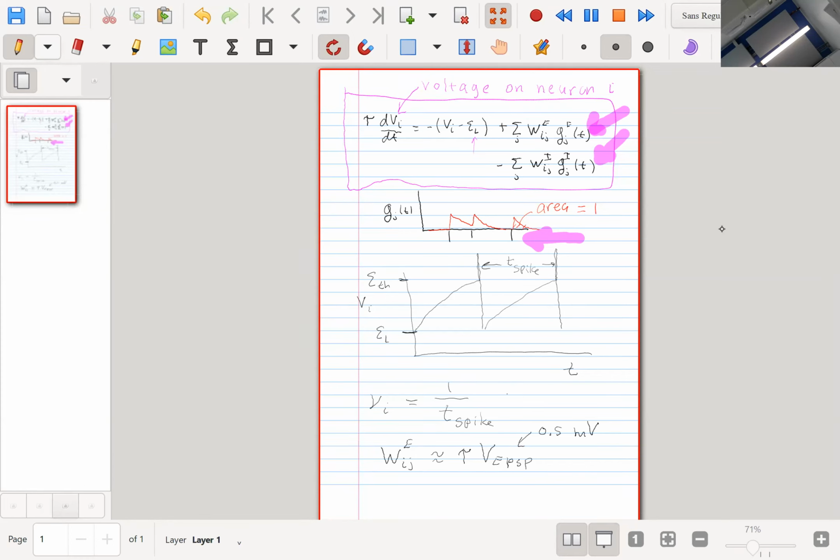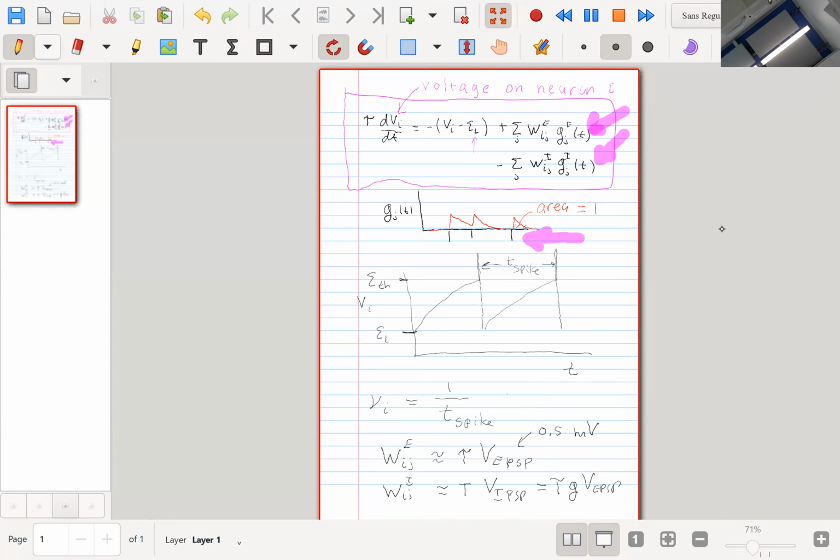They can be much smaller, much larger. In humans, they can be up to 10 or 15 millivolts. A little bit smaller in mice. In turtles, they're really big, but it's on the order of that. And then W_ij^I is approximately equal to tau times the size of the IPSP, the inhibitory postsynaptic potential. And we're going to set that equal to some scaled version of the EPSP.